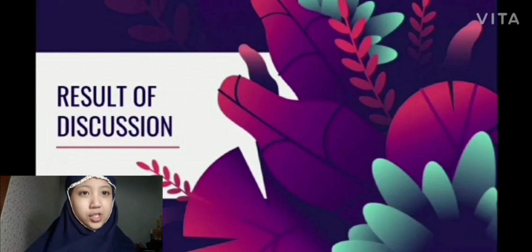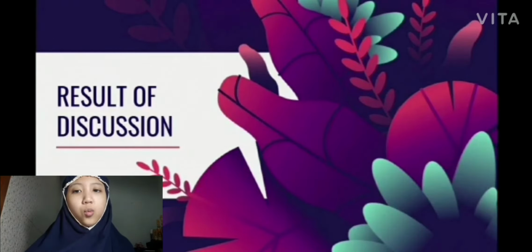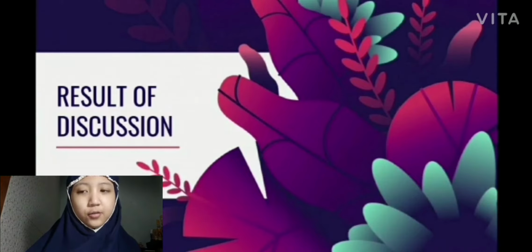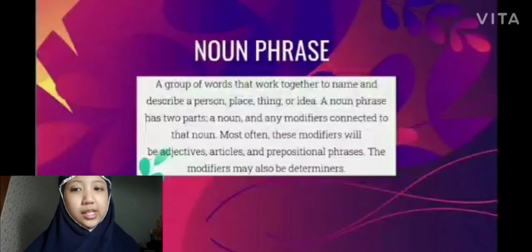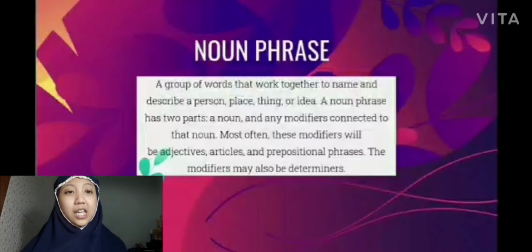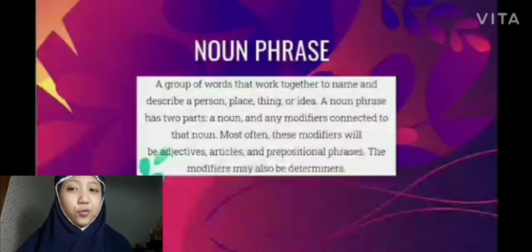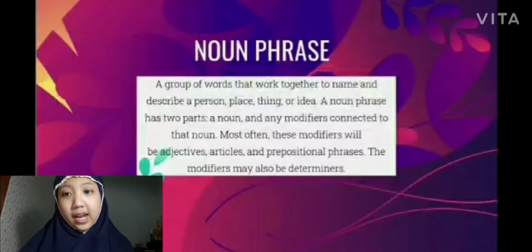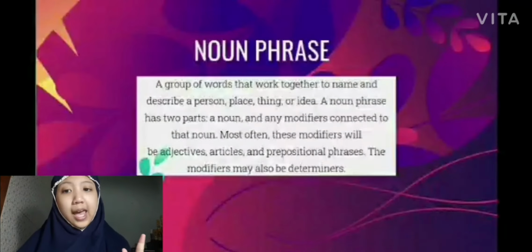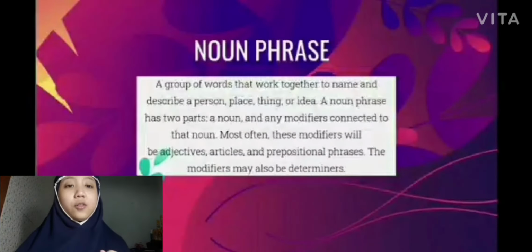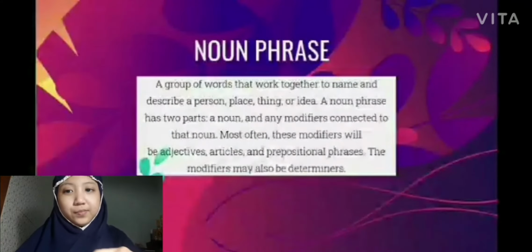We have had quite a few discussions, and we have combined all of them into one presentation of the results of discussion. Our results are: noun phrase, a group of words that work together to name and describe a person, place, thing, or idea. A noun phrase has two parts: a noun and any modifiers connected to that noun. Most often, these modifiers will be adjectives, articles, and prepositional phrases. The modifiers may also be determiners.